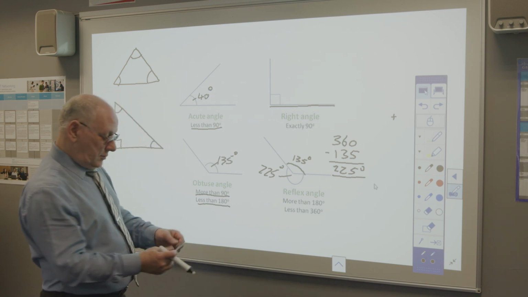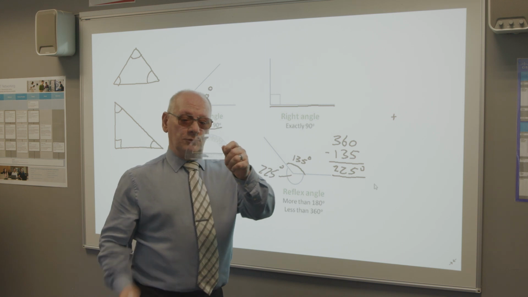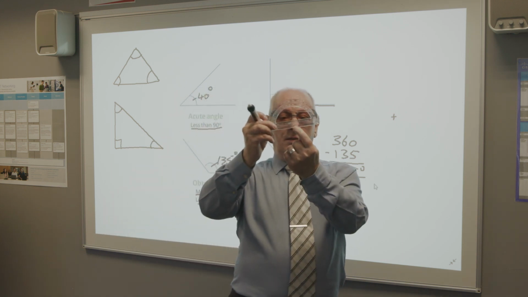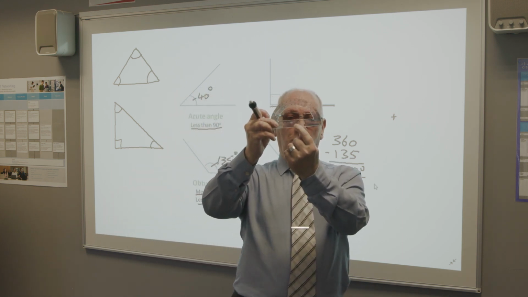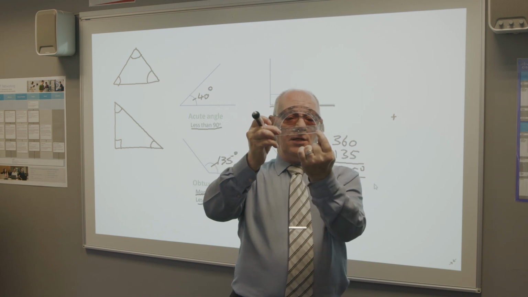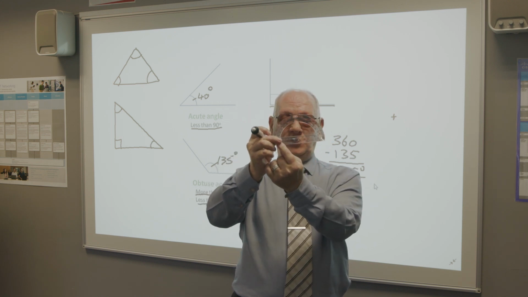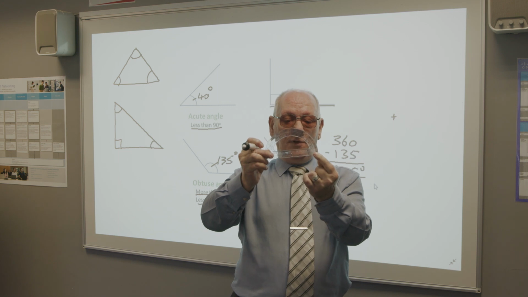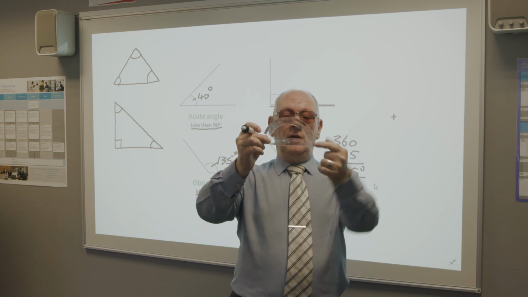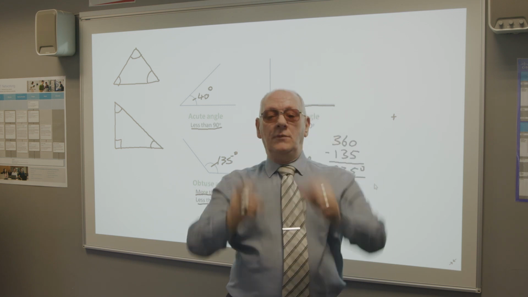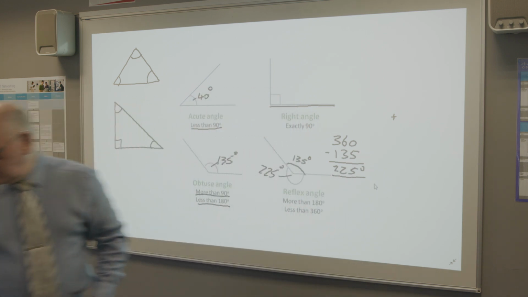Okay, so protractor use, very important. Target on the corner of the angle. The straight line, following the straight line of the angle that you're measuring. And then read off the scale. Nice and easy.